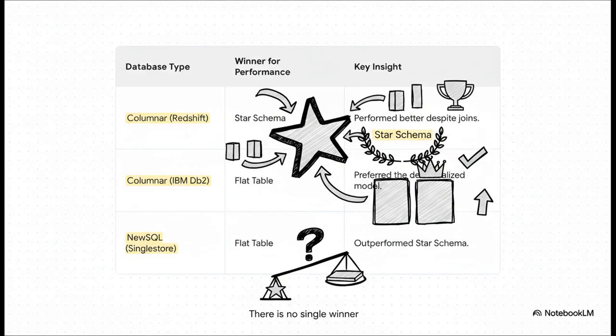Just look at that first row for databases like Redshift. The classic star schema actually won. The tech was just that good at optimizing joins that the organized approach was faster. But then, look at the others, like IBM's DB2 or the new SQL systems. In those cases, the raw join-free speed of the flat table took the crown. The takeaway here is crystal clear. There is no single winner.